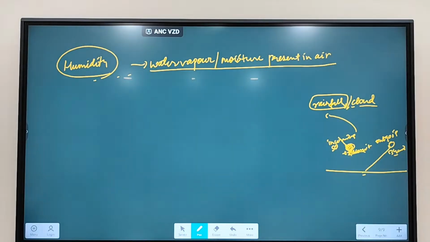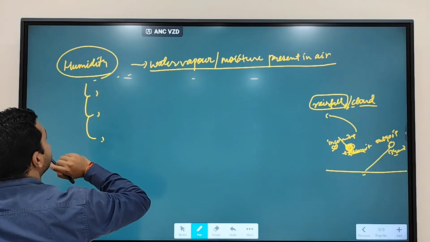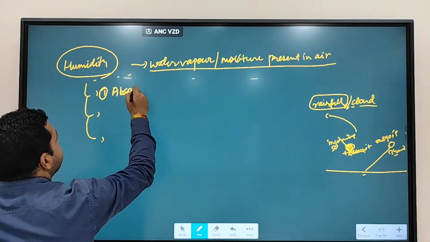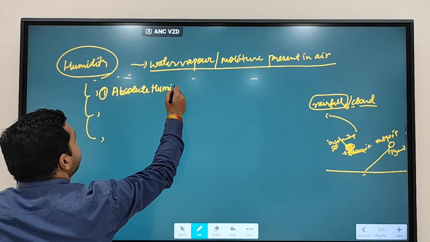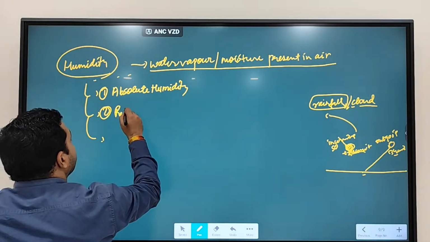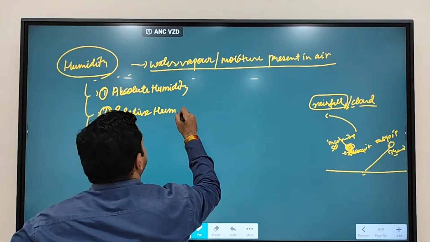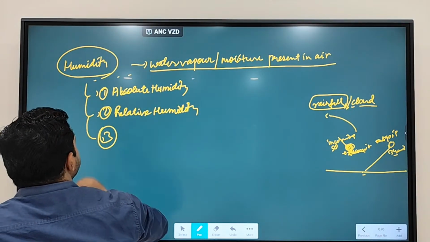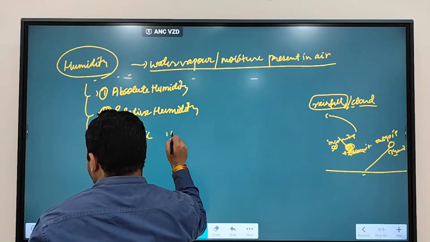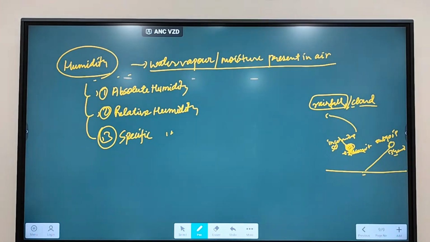So what is humidity? Humidity simply can be defined as the water vapor or moisture that is present in the air. That is called humidity. Fine. Primarily, we have three different types of humidity. We measure humidity in three different types. One is called absolute humidity. Second is called relative humidity. And the third is called specific humidity. So primarily you have three different types of humidity: absolute humidity, relative humidity, as well as specific humidity. Fine.